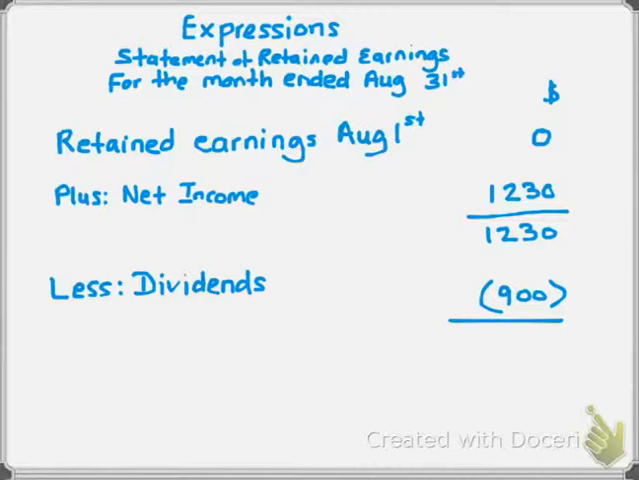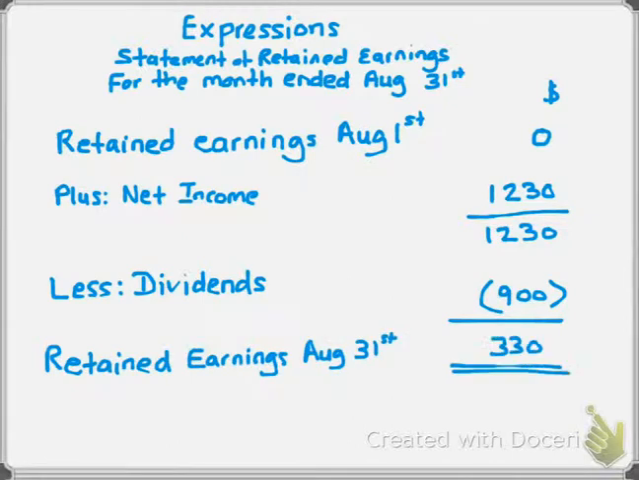The last item in the statement of retained earnings is the retained earnings at the end of the period, or in this case, August 31st. It is calculated by subtracting the dividends of 900 from the subtotal of 1,230. So the retained earnings at the beginning of the period, you add that to net income. That gives you 1,230. You subtract dividends of 900, and that gives you retained earnings at the end of the period of $330.